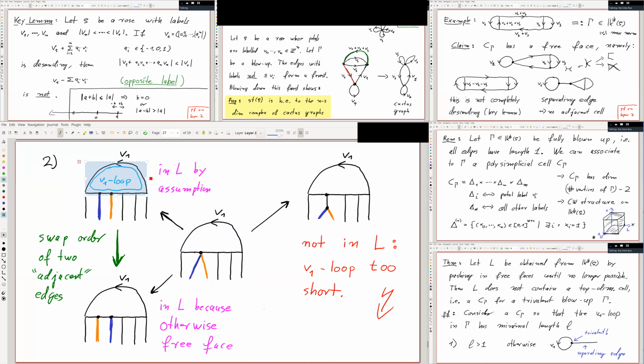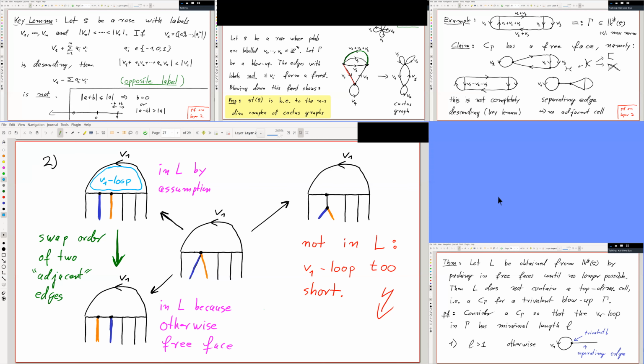So since L has no free faces that I can push in anymore, that means that if I see something like this, I will also see the same picture with the swap of the two adjacent edges. So that's a fundamental observation. I can swap the order of two adjacent edges and move about in my complex L.